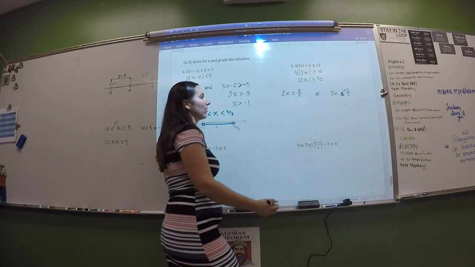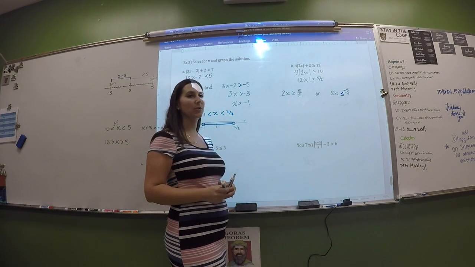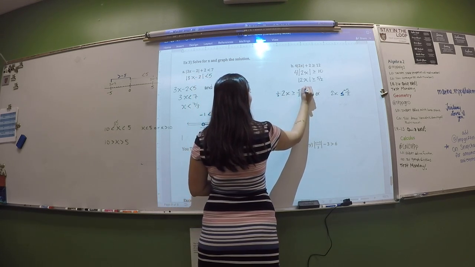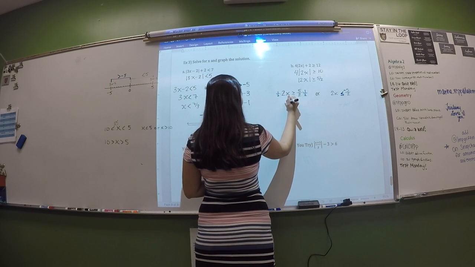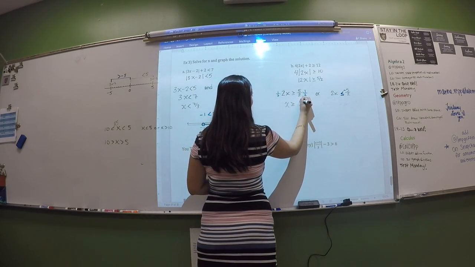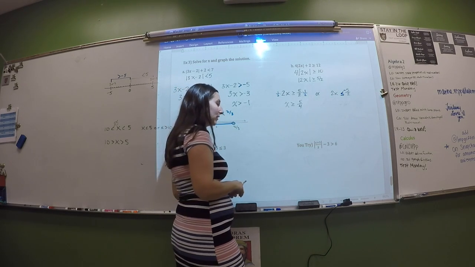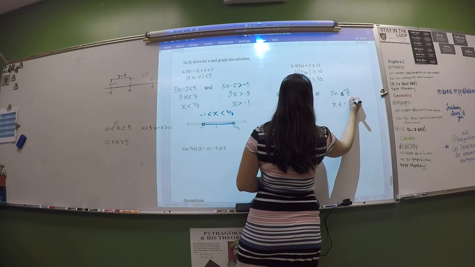Okay, let me do the math. How do I solve this? I can divide by 2 or multiply by the reciprocal. Multiply by the reciprocal. Okay, times 1/2. The reciprocal of 2 is 1/2. I get x is greater than or equal to 5/4, or 1.25. Do the same thing over here. You're going to get x is less than or equal to negative 5/4.